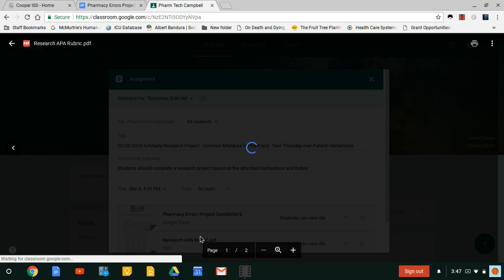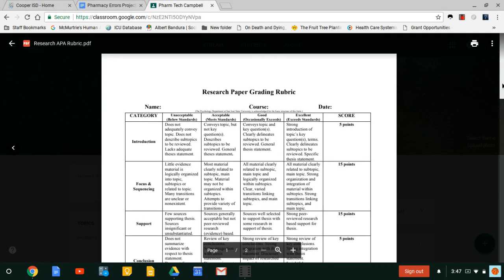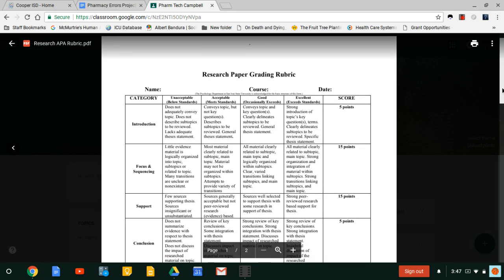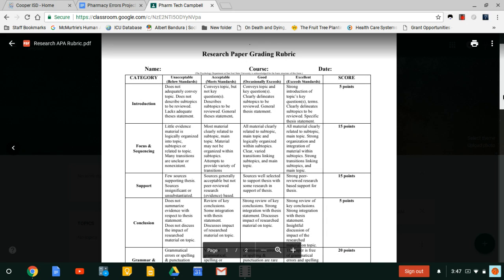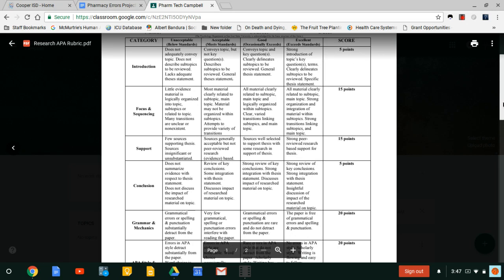Now this rubric, I feel like it's very clear. It talks about how many points, what is excellent, which would get you the total points, all the way down to a minimum of 1 point. So your introduction: is it a strong introduction with key questions and terms? Does it clearly define the subtopics that you are going to review and specify the thesis statement? Focus and sequence: are all materials clearly related to subtopics and the main topic? Is there good organization and integration of material within the subtopics and strong transition links from one paragraph or one subject to the next?